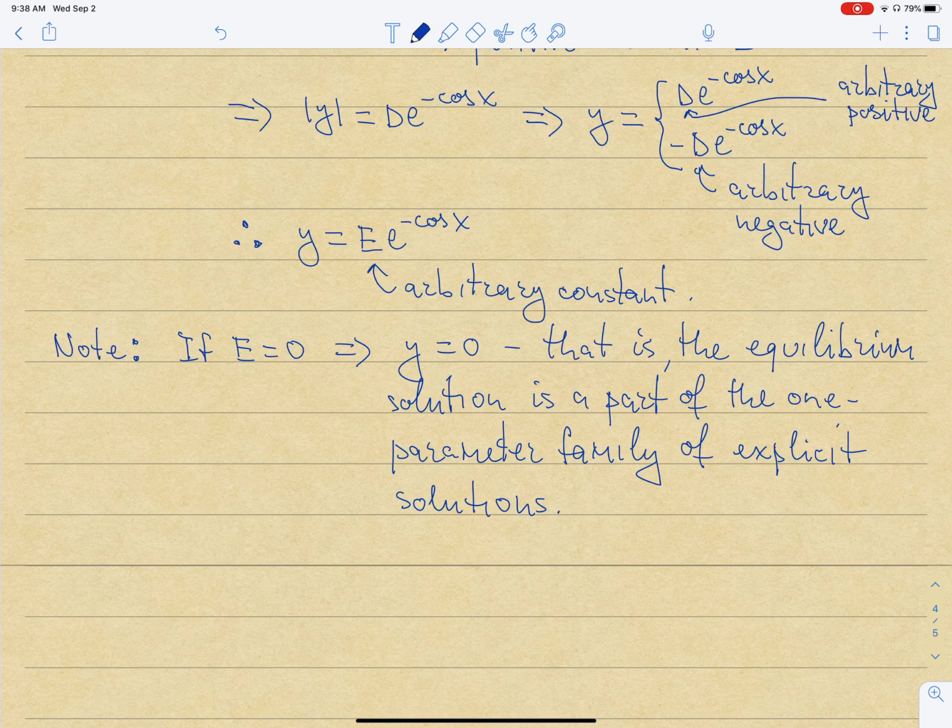But anyhow, in this case, you can say that all solutions of your ODE are encoded in this one parameter family of solutions. And in the next part, we're going to consider more examples of this method.